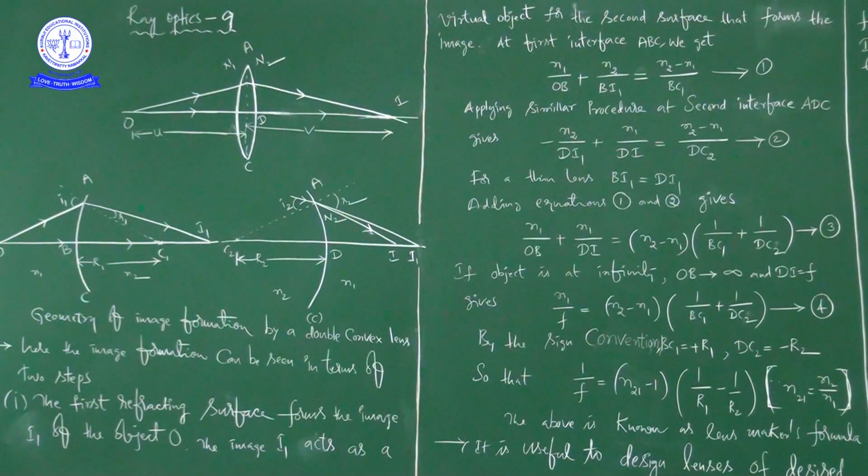In continuation to the last class, now we are going to discuss about lens maker's formula. We are also going to discuss about lens formula. So in our last class, we studied the refraction at a single curved surface.